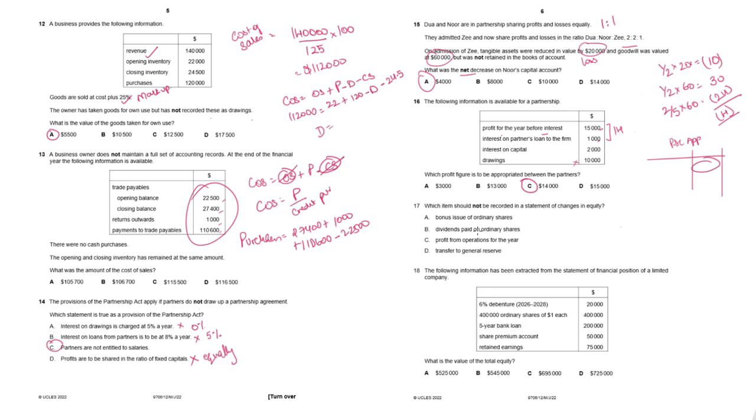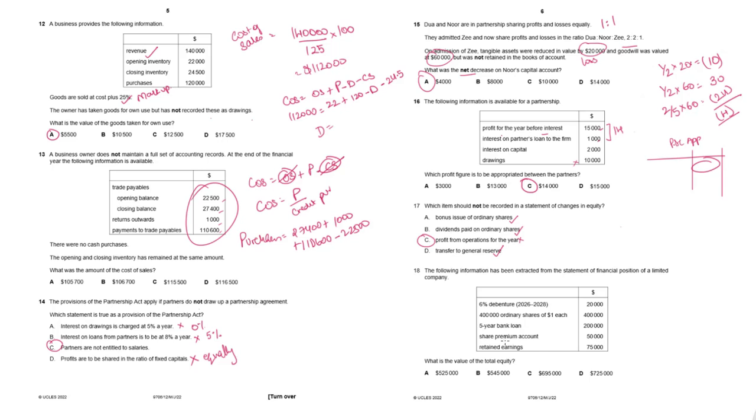17th one, which item should not be recorded in statement of changes to equity? Bonus shares is recorded, dividends paid is recorded, profit from operations is not recorded because net profit is recorded, transfer to general reserve is recorded. So 17C.